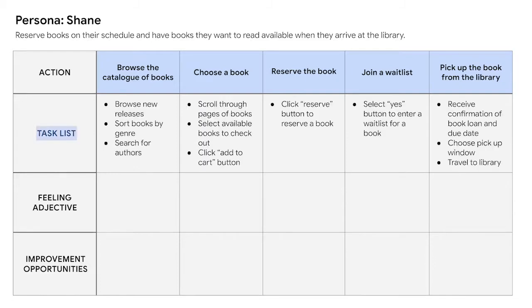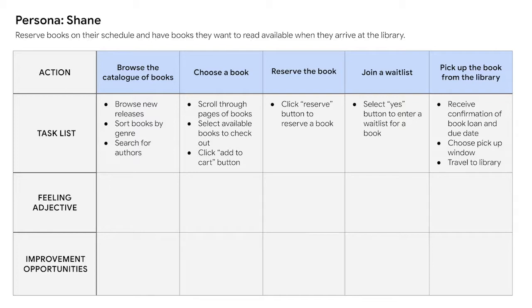Step 2, add descriptions for each action. Which tasks does our user have to complete? Well, for the browse the catalogue of books action, Shane might have to complete tasks like browse new releases, sort books by genre, and search for authors. You would add tasks like this for each action. I've gone ahead and completed this for our library website example.